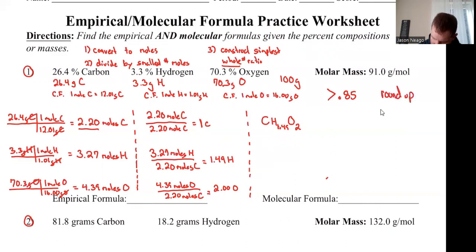If my number is less than 0.15, I'm going to round down. So let's just say that when I did the moles of hydrogen divided by the moles of carbon, if I got a number like 1.15 or 1.14, I would just round down my ratio to 1. In the middle, if my value is close to 0.5, I'm going to multiply all of my subscripts by 2.